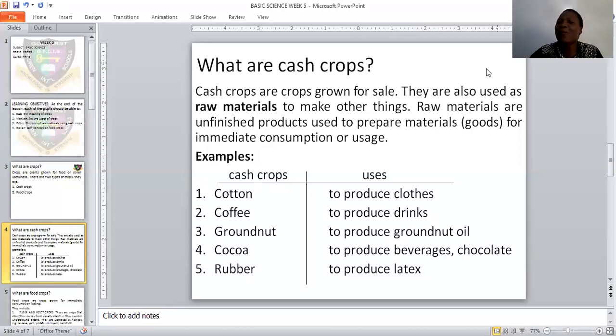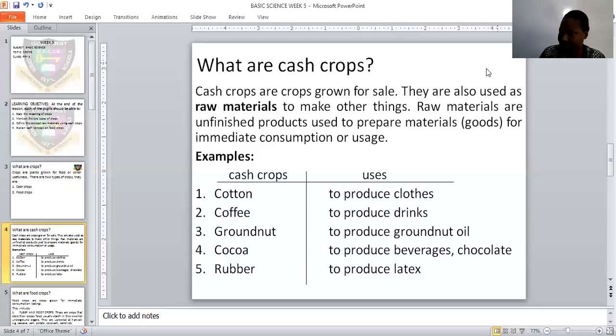Can you see that? It is for a long term. It's not for immediate consumption. It is not like the one that will go to the garden and you just want to prepare small soup. We'll go to the garden, we'll pluck pepper, we'll pluck vegetable, we'll cook it. No, cash crops are grown for sale. They are used as raw materials to make other things.